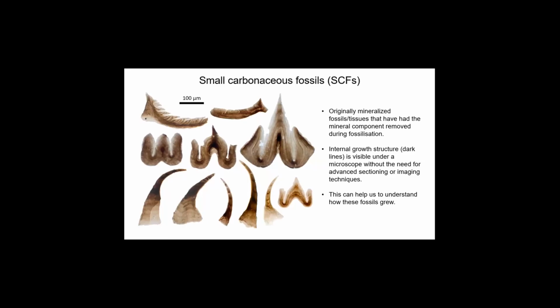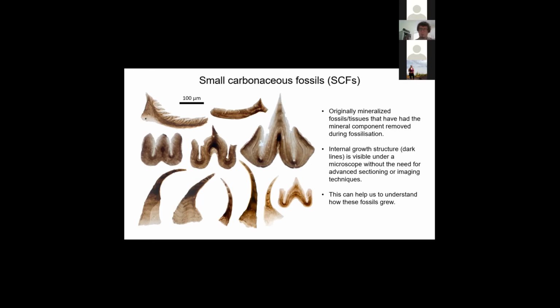The final thing I want to talk to you about is another method we can use, what we call small carbonaceous fossils, or SCFs. These are essentially originally mineralized fossils that have had the mineral component removed during fossilization. So what we get left with are these organic films with the internal growth structure recorded in these dark brown lines that you can see. This gives us a large data set to examine without the need for advanced imaging techniques like those that I showed you before.